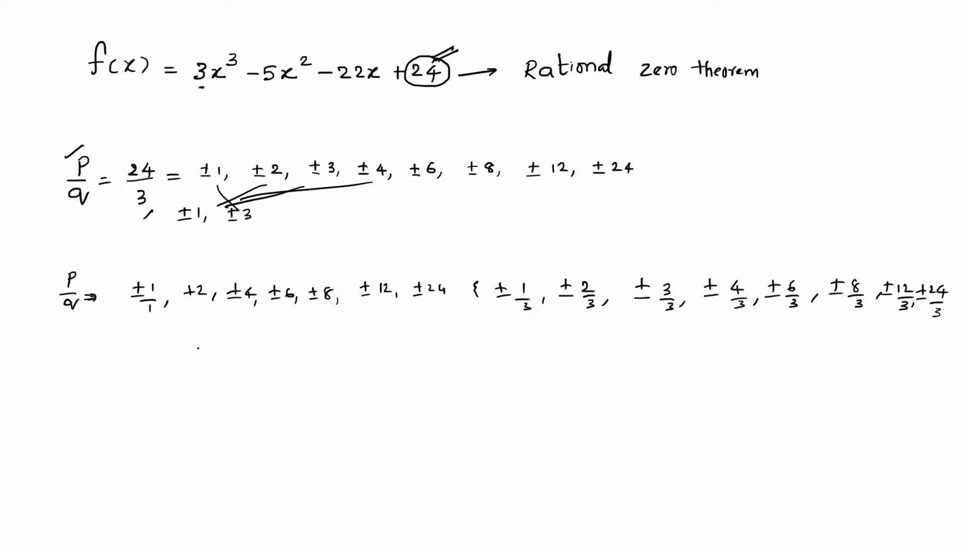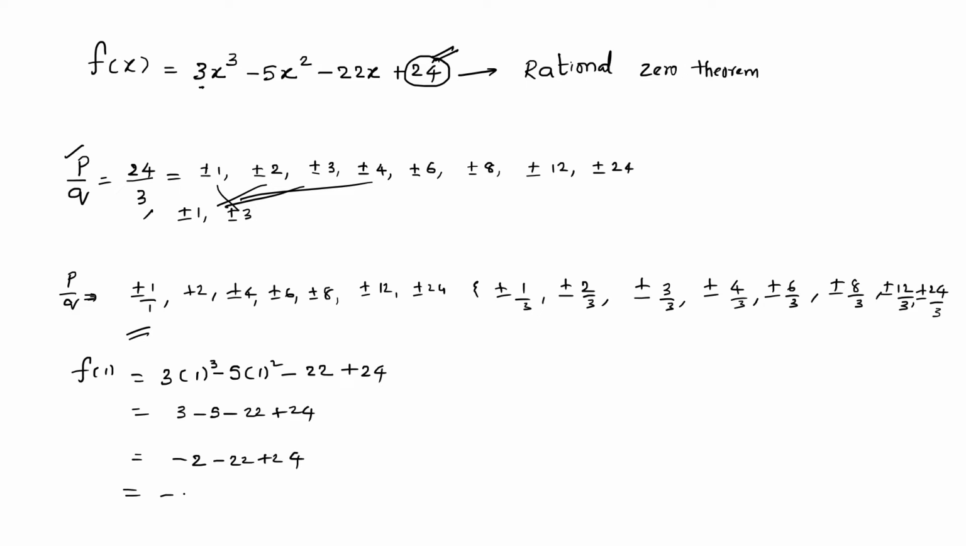Okay, so let me start with 1, f of 1. So 3 into 1 cube minus 5 into 1 square minus 22 plus 24. So it will be 3 minus 5 minus 22 plus 24. That means minus 2 minus 22 plus 24. That means minus 24 plus 24, which is equal to 0. So for 1 we are getting 0. That means 1 is a solution, or 1 is a root of this cubic equation.